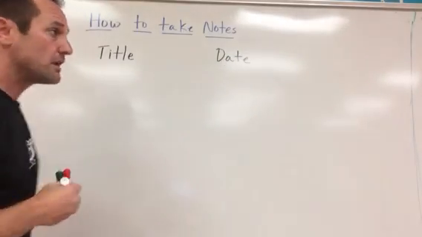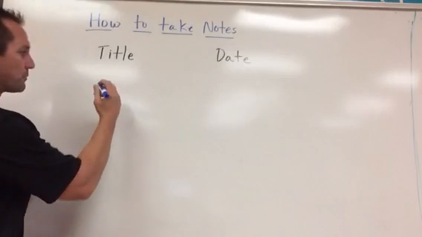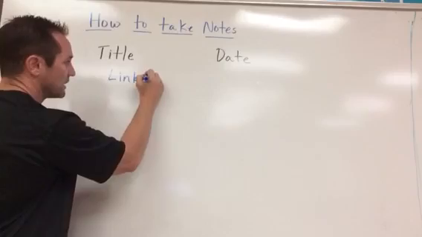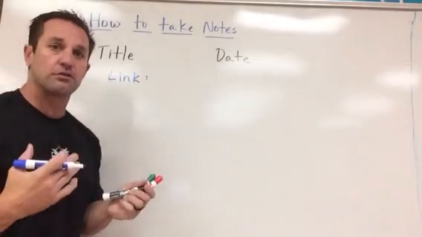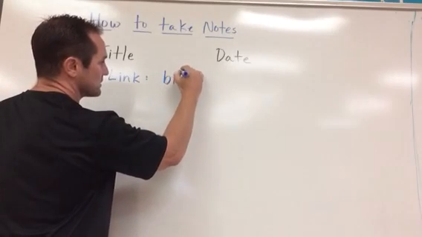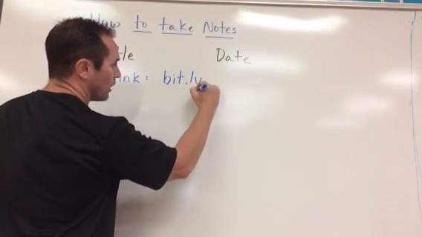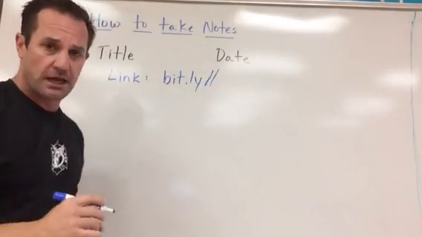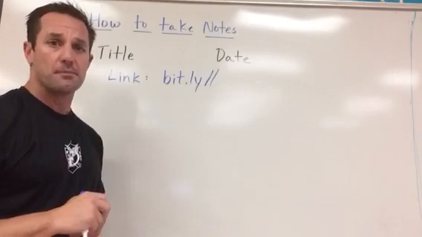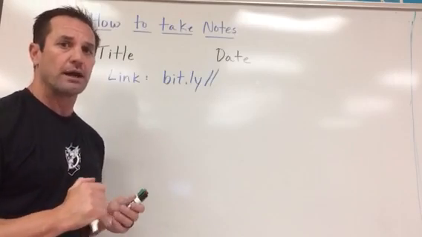The next thing that you're going to copy down is a link. Because if you ever want to refer back to this link, you can. And the link is always going to start with bit.ly and then 2 forward slashes. I'm actually going to put the link in the School Loop comments page for you so that you can write it down easily.